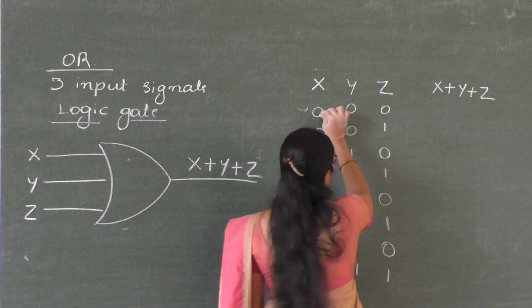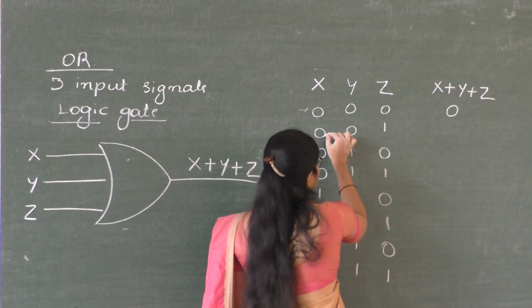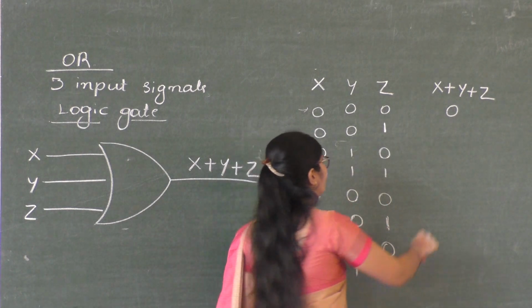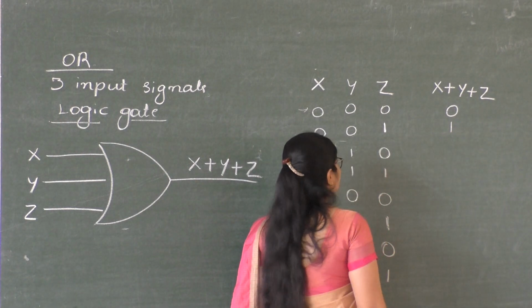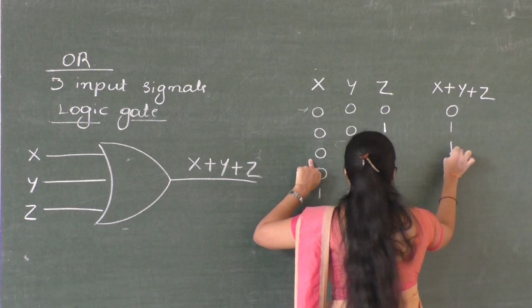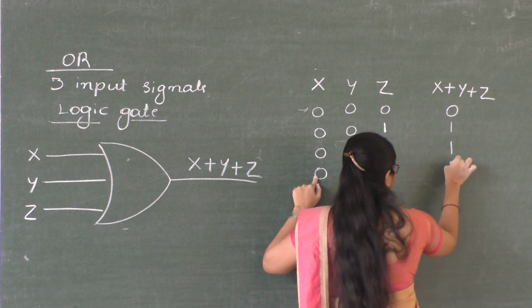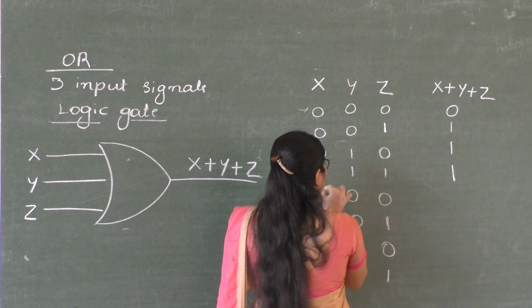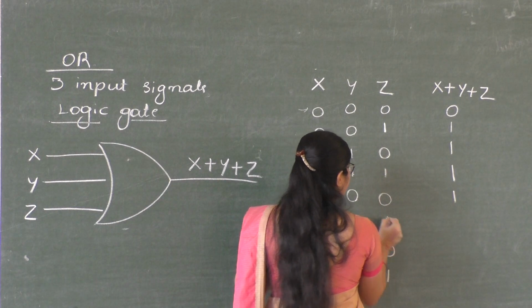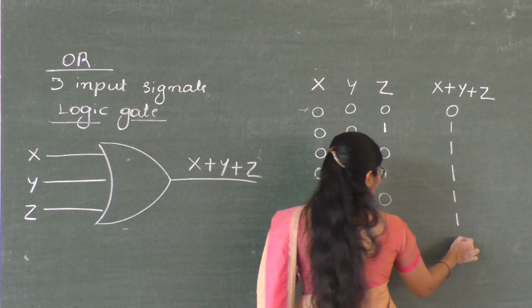See, in the first row 0 0 0, all the input values are 0, output is 0. Next 0 0 1, one input value is 1, so the output is 1. Next 0 1 0, one input value is 1, so the output is 1. Next 0 1 1, two input signals are 1, so the output is 1. Next one input signal is 1, output is 1. Next again 2 input signals are 1, output is 1.